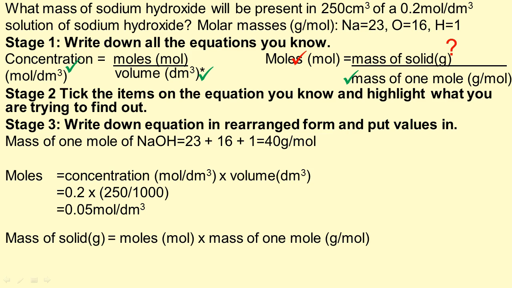We know the mass of 1 mole, so we can rearrange this equation to say mass of solid is equal to the number of moles multiplied by the mass of 1 mole, 0.05 multiplied by the mass of 1 mole of sodium hydroxide, 40, to give us 2 grams of sodium hydroxide present in every 250 centimeters cubed of a 0.2 moles per decimeter cubed solution.